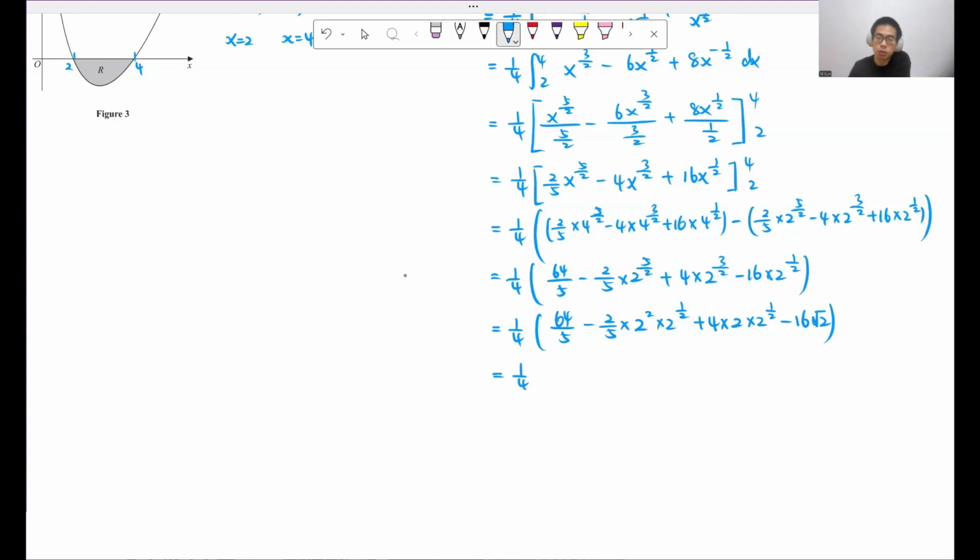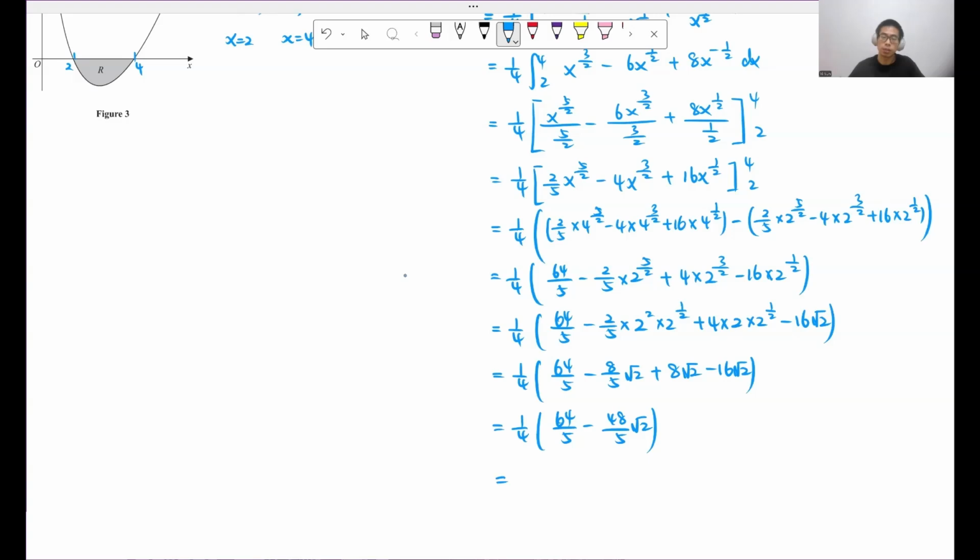So then that'll be 1/4 and then 64 over 5 minus, so 2 over 5 times 2 squared, 4, that'll be 8 over 5. And then 2 to the power 1/2 is root 2. And then the next one, 4 times 2 is 8, and 2 to the power 1/2 is again root 2. And then minus 16 root 2. So because all those three terms are in terms of root 2, we can put it in the calculator to simplify it. So minus 8 over 5 plus 8 minus 16, that'll be negative 48 over 5 root 2.